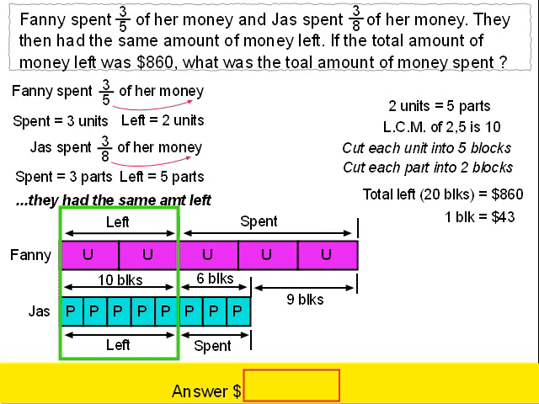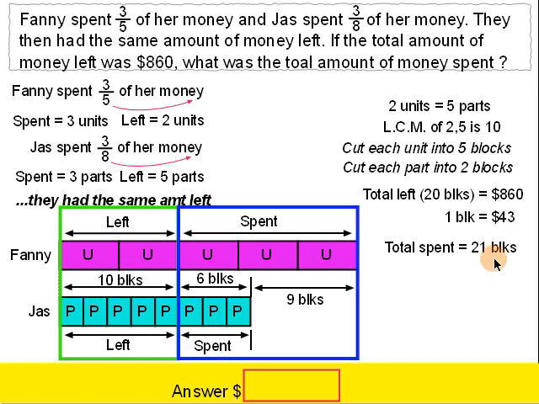Okay, now the question asks, what was the total amount of money spent? Which is here. This is the total of money spent. Okay, you calculate, you have 6 plus 9 plus 6, altogether you have 21 blocks. Okay, so this is the total amount of money spent.